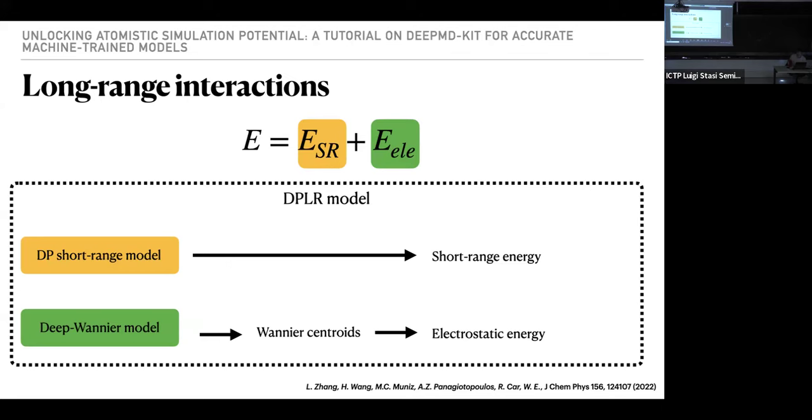So is it that it's inaccurate if you apply it for charge transfer, or does it not simulate charge transfer? No, you cannot. And you're training these two at the same time?